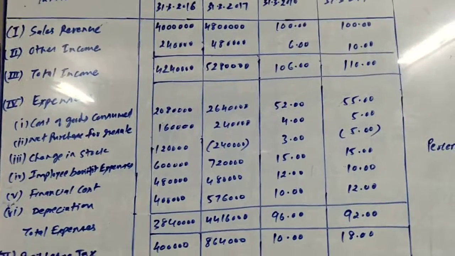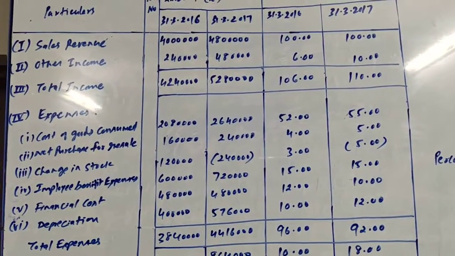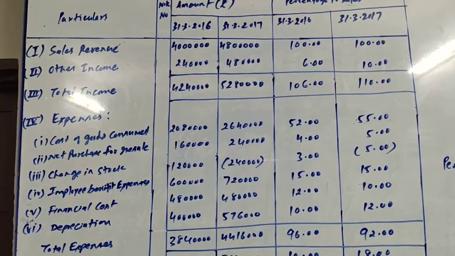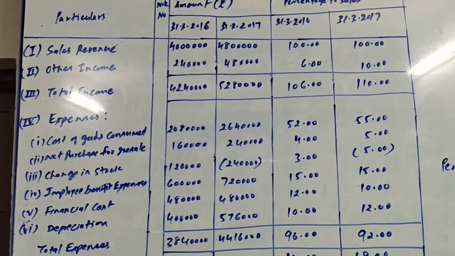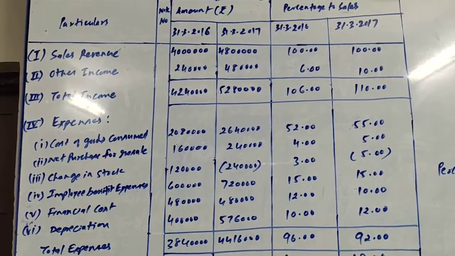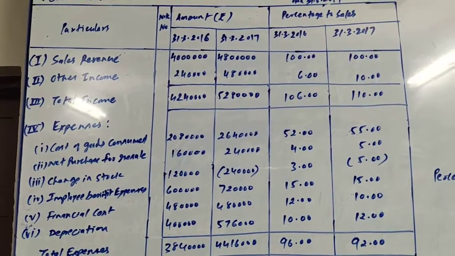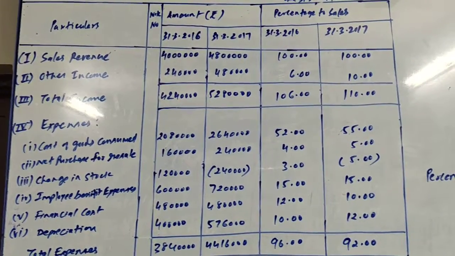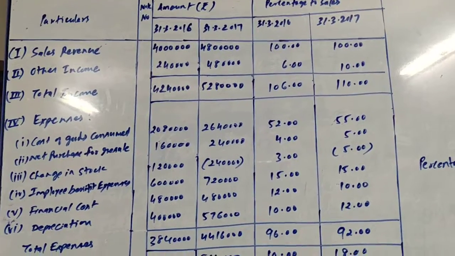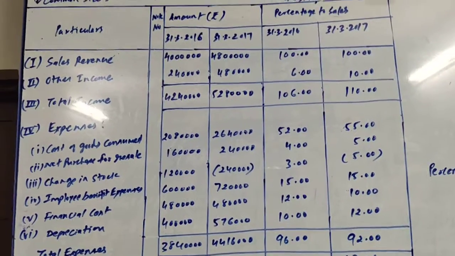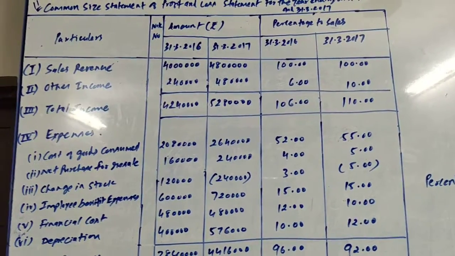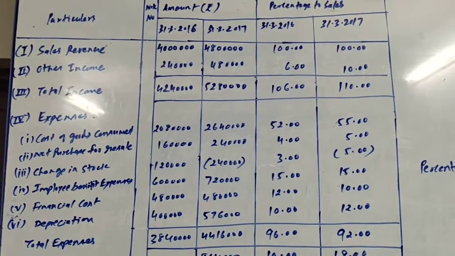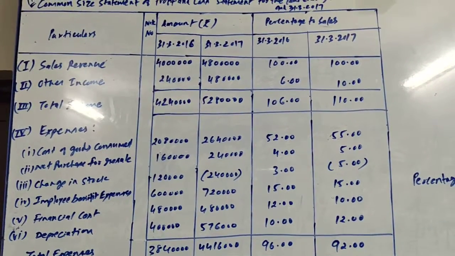And when we convert this in percentage, for the year 2016 we get 4,80,000 divided by 40 lakh into 100, 12%. In the current year, 4,80,000 divided by 48 lakh into 100, we get 10%. So 12% and 10% are the percentages for financial cost. Let us talk about the last expense, which is depreciation.